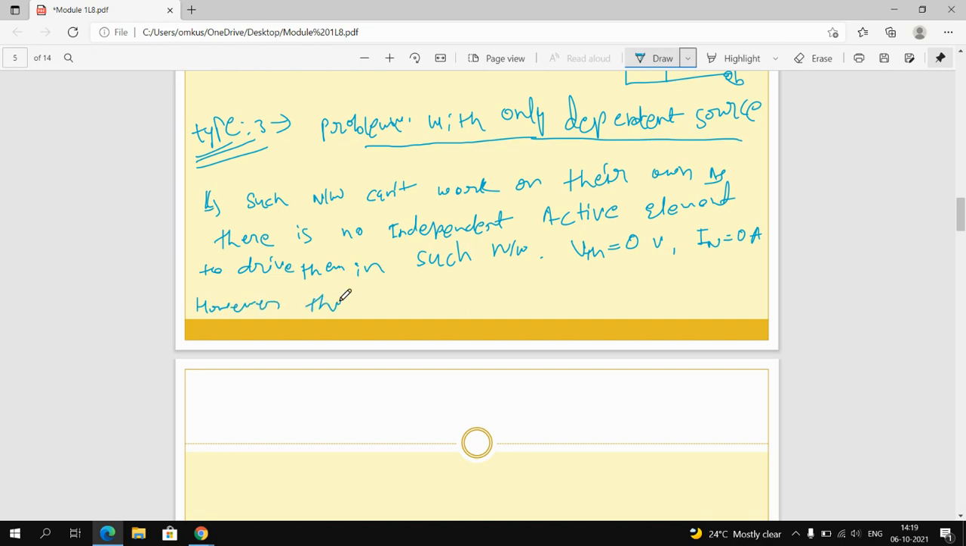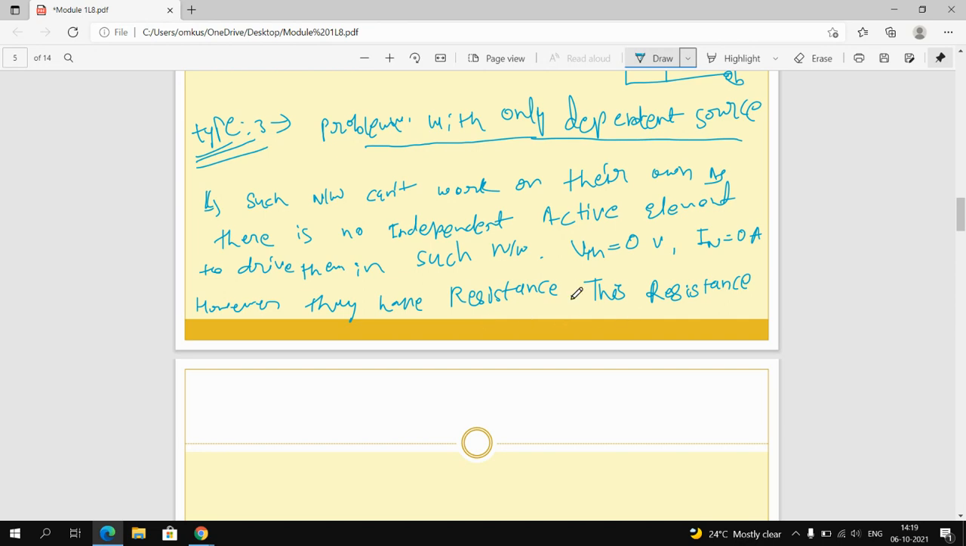However, they have resistance. It means they don't have any Thevenin's voltage or Norton's current, but they have Thevenin's resistance and Norton's resistance. In that question they mainly ask what the equivalent resistance is, right? Thevenin's resistance or Norton's resistance.